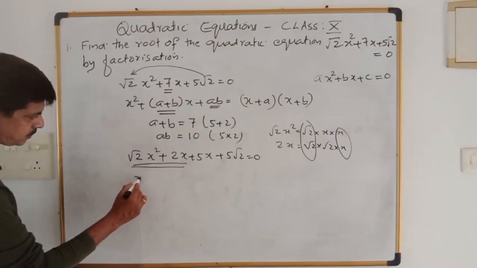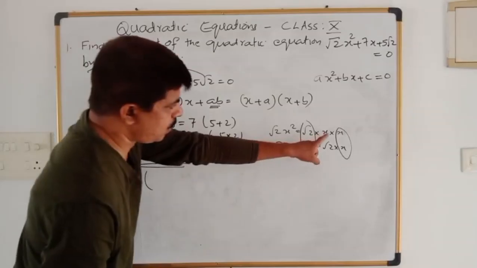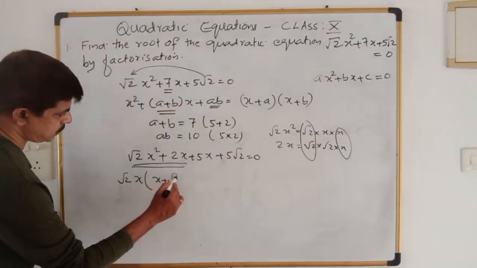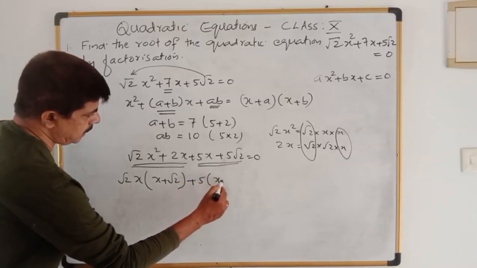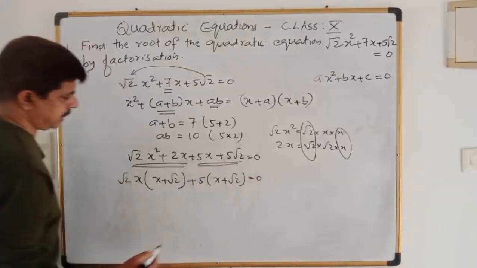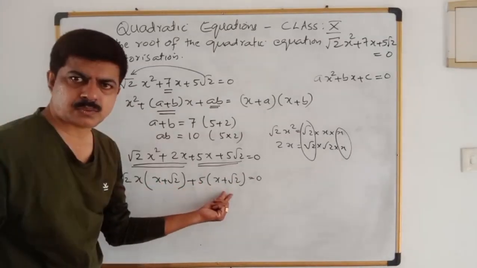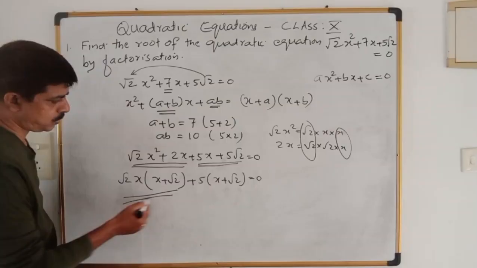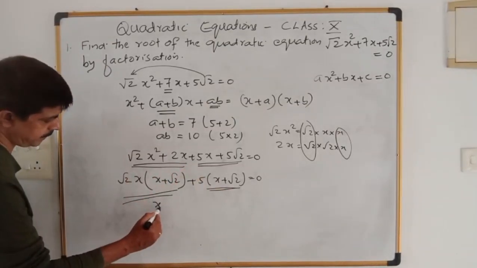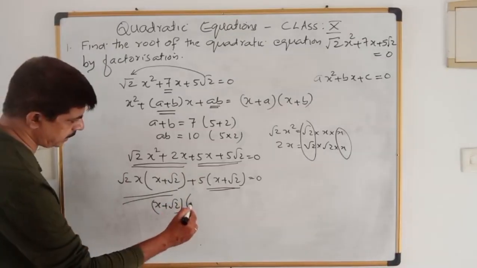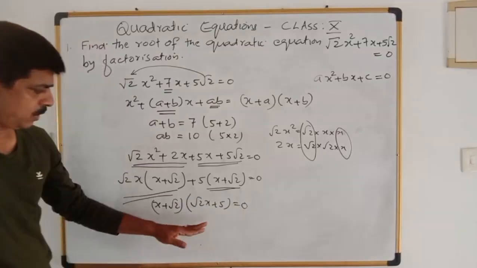So from the first two terms we get root 2x common, and the non-common part is x plus root 2. From the last two terms, 5 is the common factor. So now we have the product form: root 2x into (x plus root 2), and 5 into (x plus root 2). In both groups, x plus root 2 is common. So we get (x plus root 2) into (root 2x plus 5) equal to 0. So we got the factors.